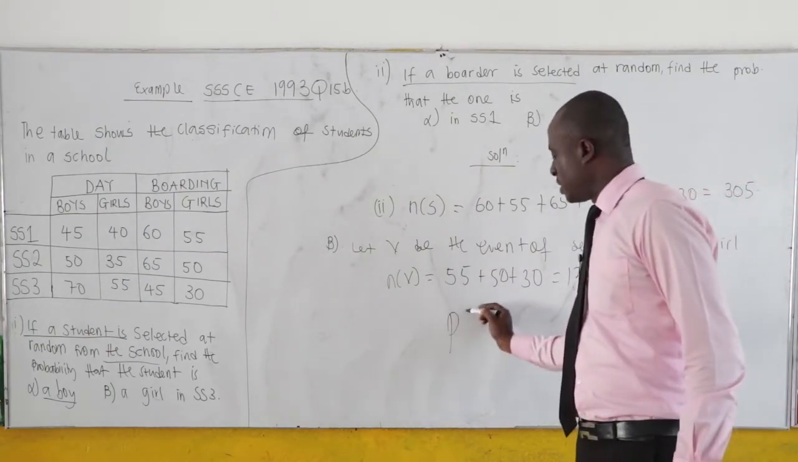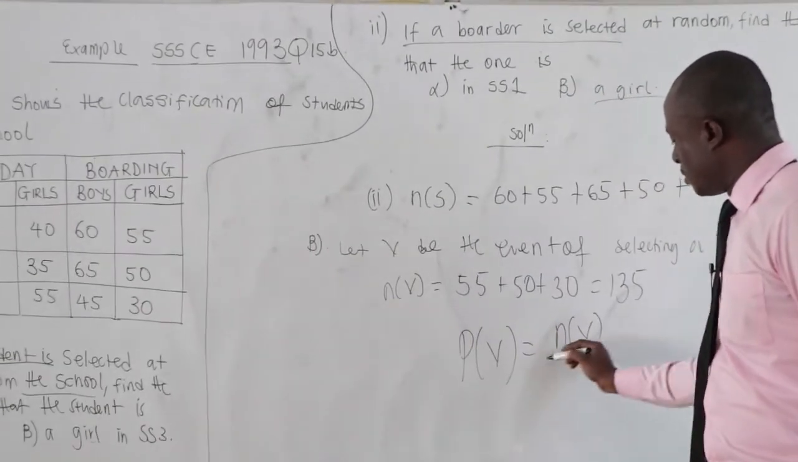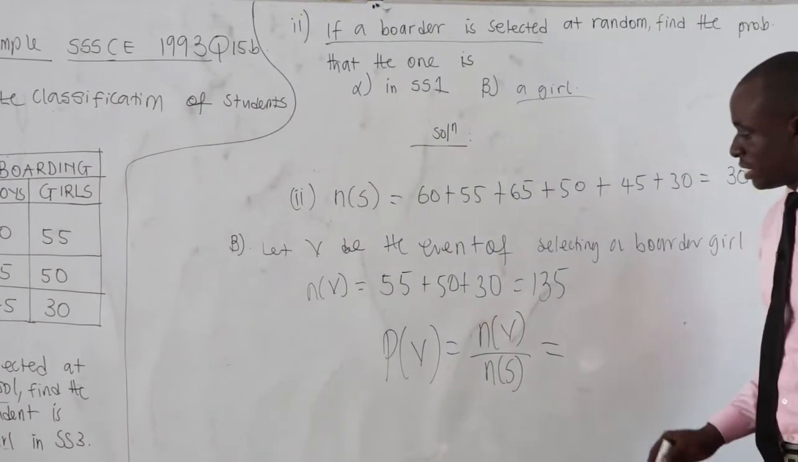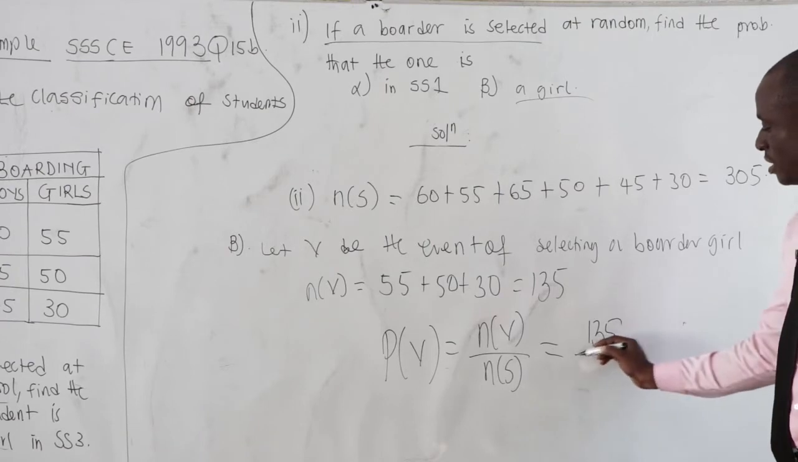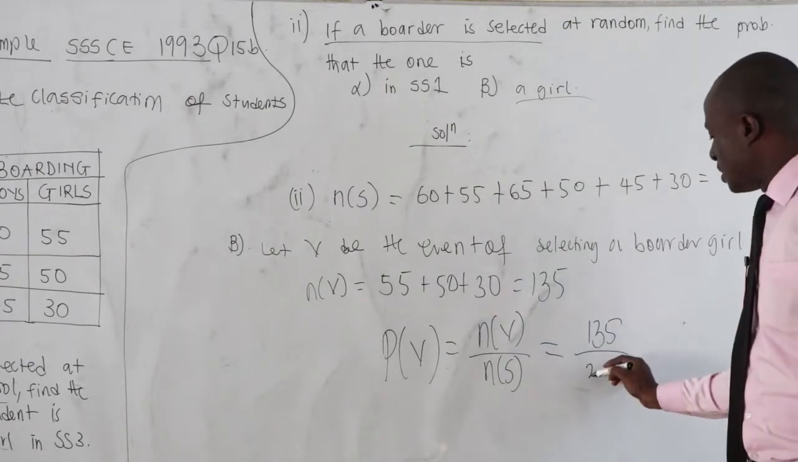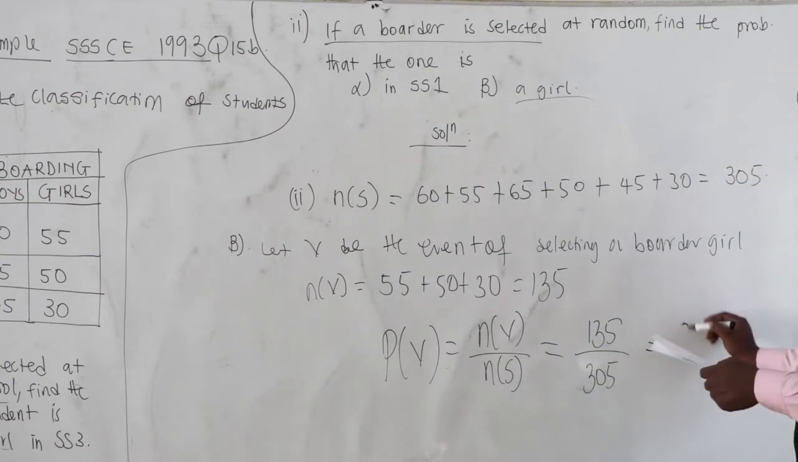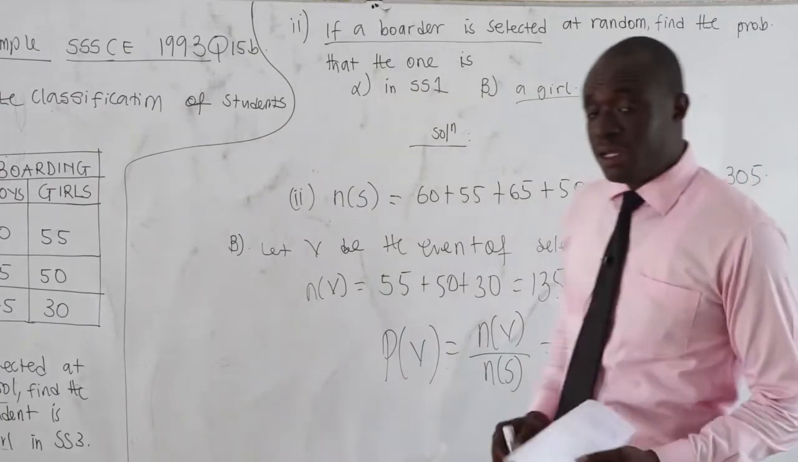So the probability of selecting a boarding girl will be the number of events all over the number of the sample space. Now, what is the number of boarding girls? That's 135. And the number of the sample space is 305. And this cancelling will give us 27 all over 61. Well, this is very trivial.